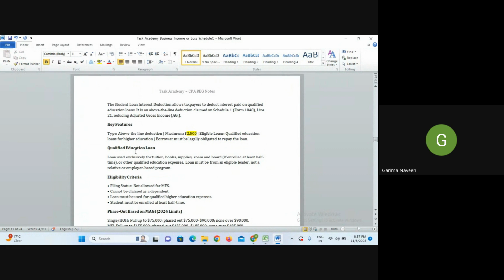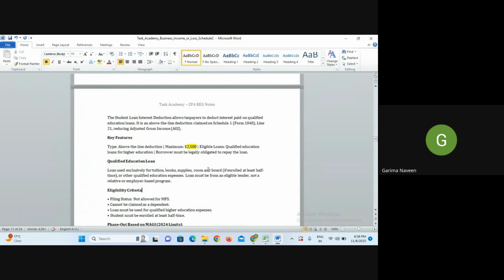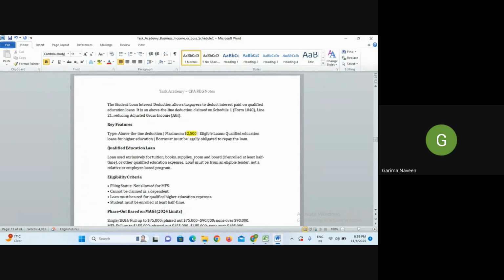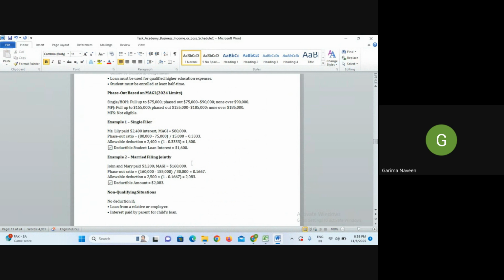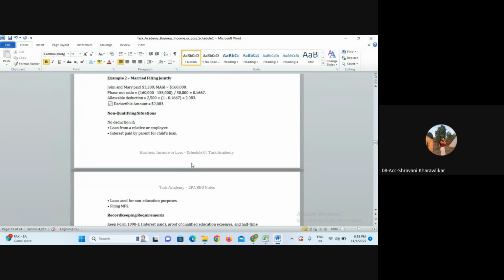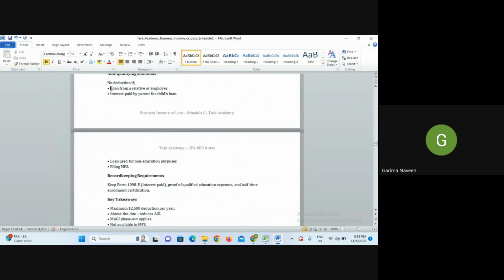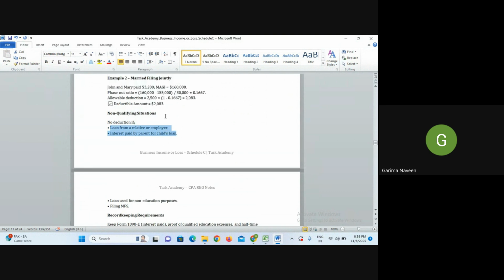So for example, if you have taken a loan for your children for studies, you can deduct the interest on this loan up to the amount of $2,500 in your Form 1040. Is it clear? Yes, ma'am. But if you have taken the loan from a relative or employer, then it will not be deductible.